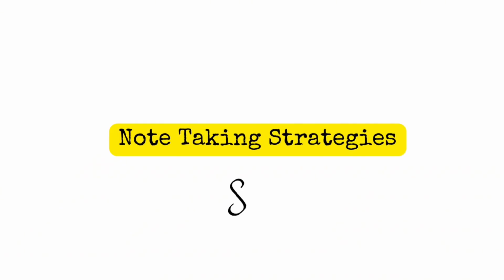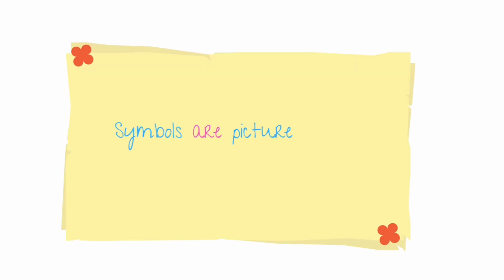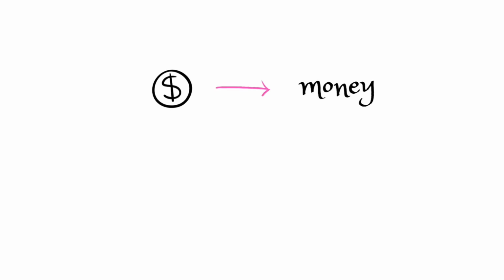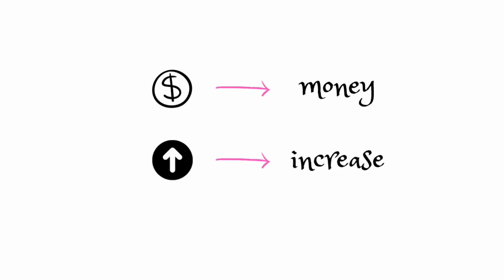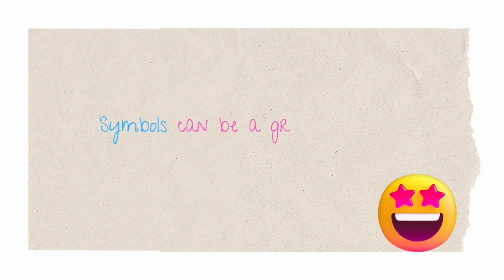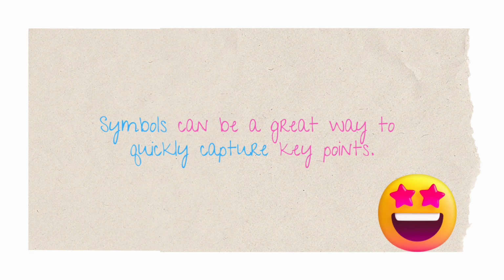You can also use symbols. Symbols are pictures that represent words or phrases. For example, you could use a dollar sign to represent money, or an arrow pointing up to represent an increase. Symbols can be a great way to quickly capture any key points.